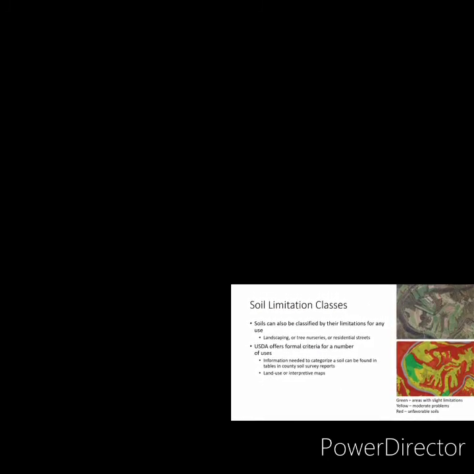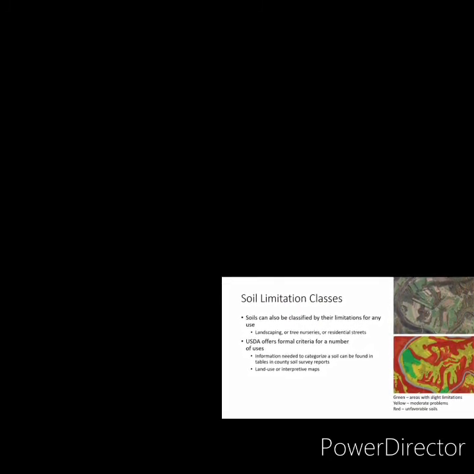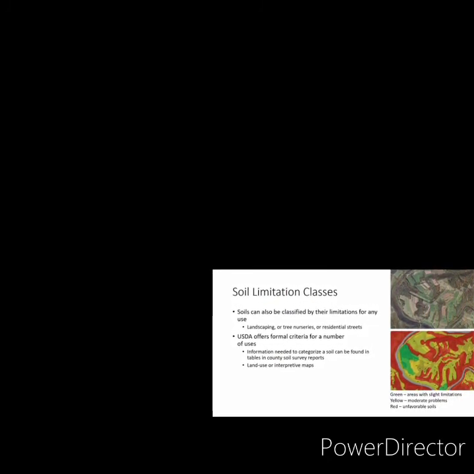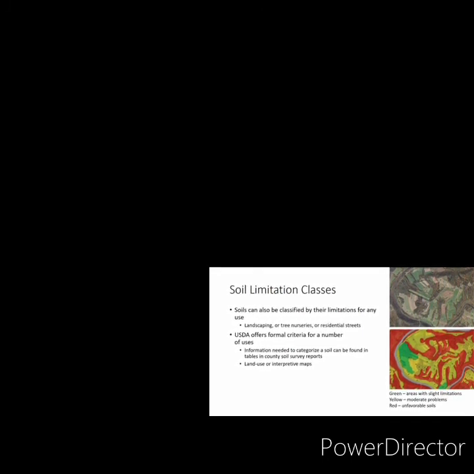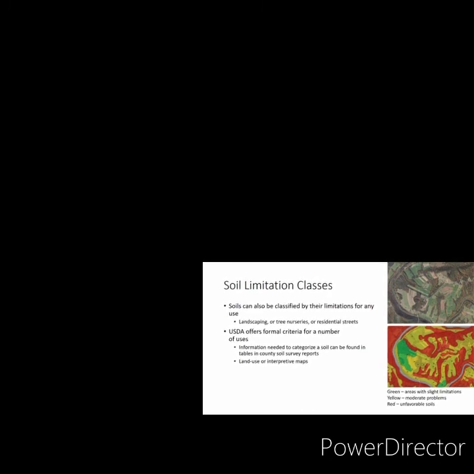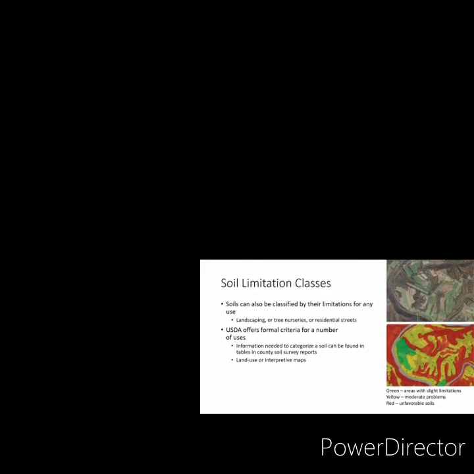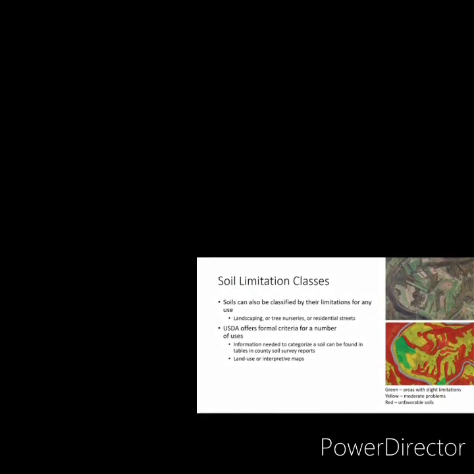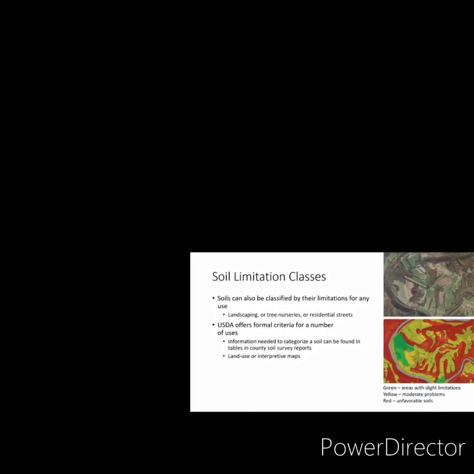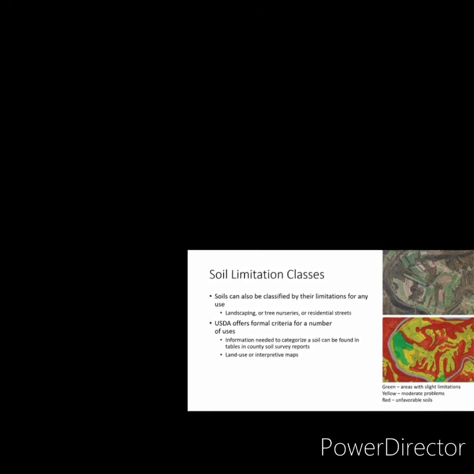Besides the USDA capability classes, soils can also be classified by their limitations for any use, perhaps for landscaping or tree nurseries or residential streets. In these schemes, soil carries limitations for a given application rated as slight, moderate, or severe. These ratings are based on criteria relevant to that use. Land with slight limitation is favorable for a particular use without modification. Land with moderate limitations has mild problems that can be overcome with reasonable modification and prior planning. Land with severe limitations is unfavorable for the proposed use.